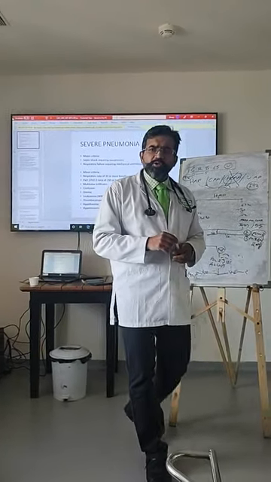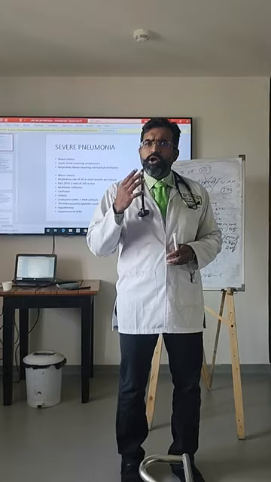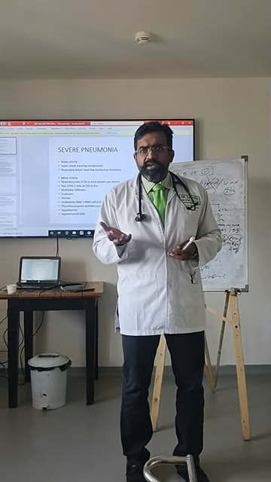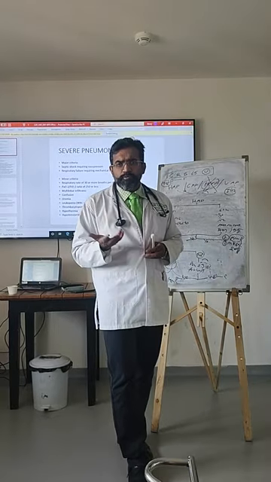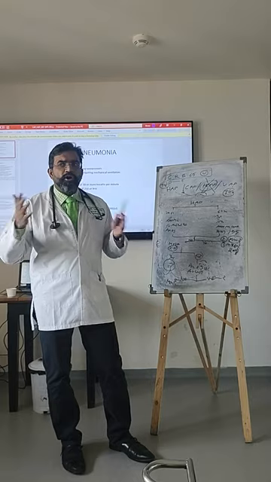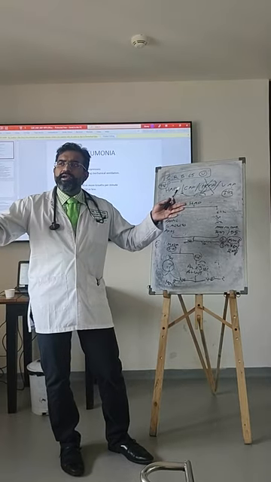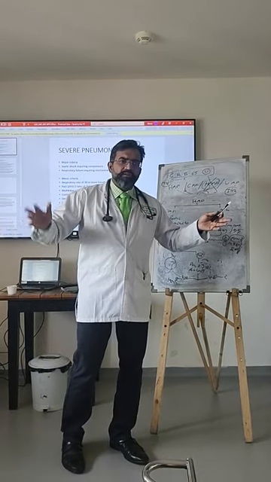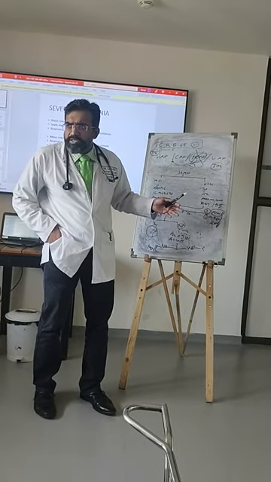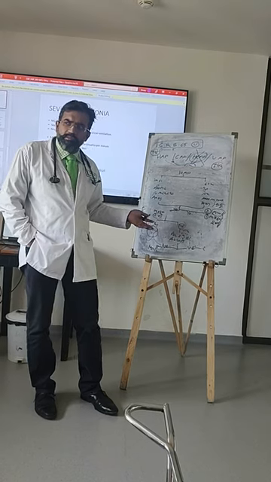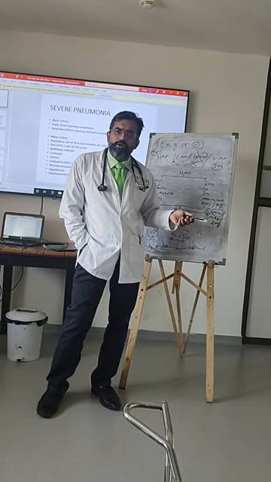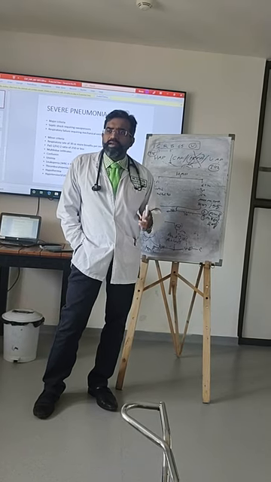Unfortunately, procalcitonin has not been studied in cases of ventilator associated pneumonia. However, if the procalcitonin is less than 0.25 in severe community acquired pneumonia, you can actually stop the antibiotic at day 5 or day 7. You understand? Clear? It's not been very well studied in ventilator associated pneumonia, but in severe community acquired pneumonia, it is kind of studied. But you can still use a procalcitonin less than 0.25 as a guide to stop the antibiotic.